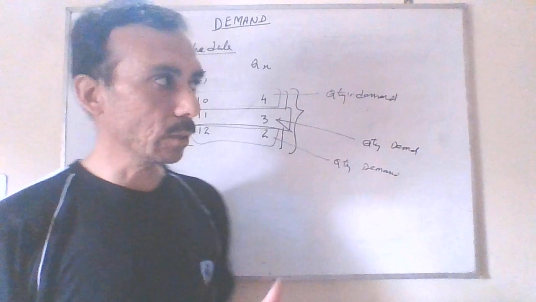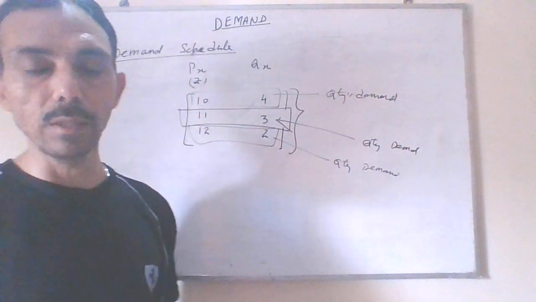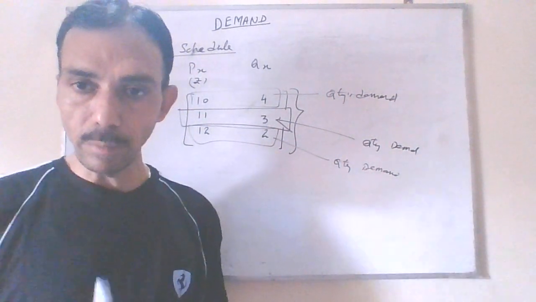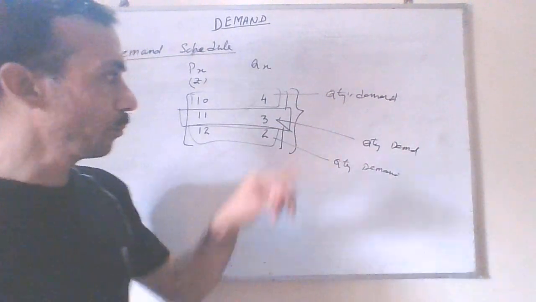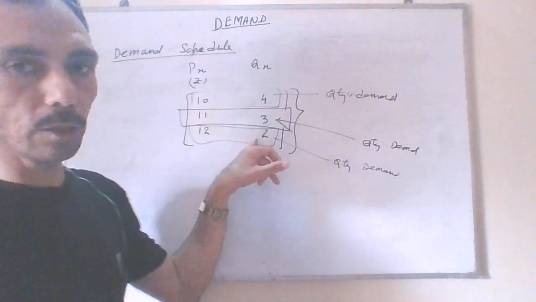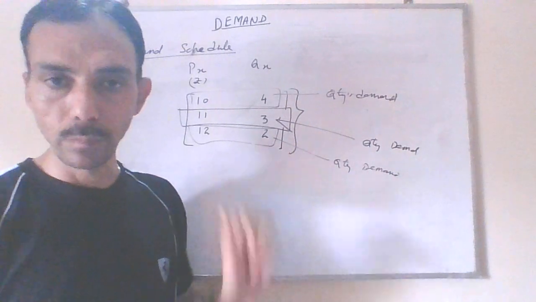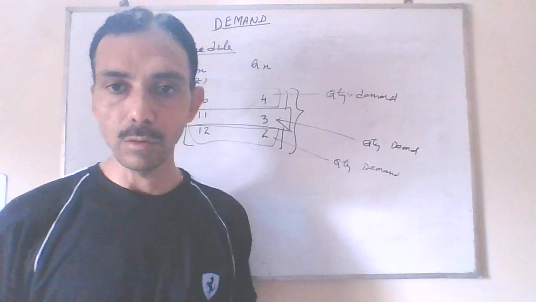So the demand schedule is simply the tabular relation between various prices and various quantities of a commodity demanded. Next one is the demand curve.